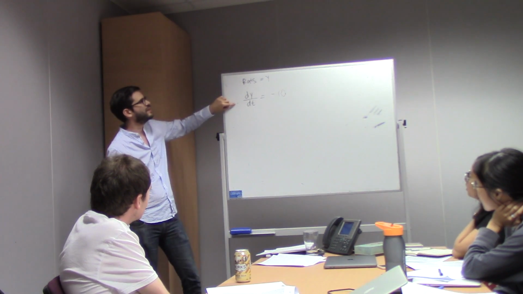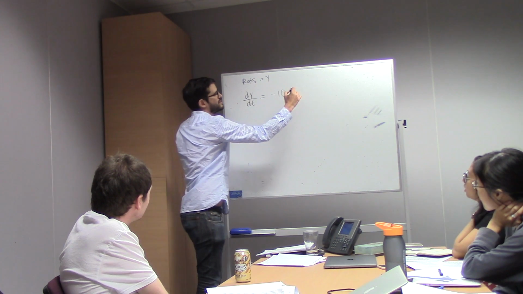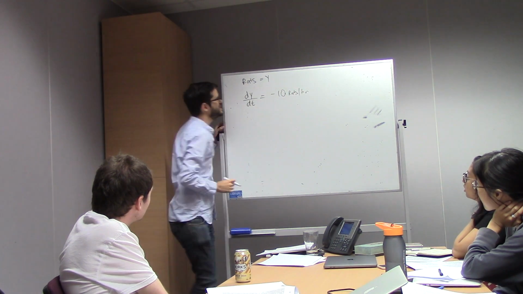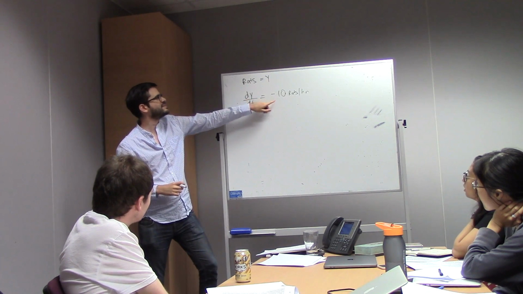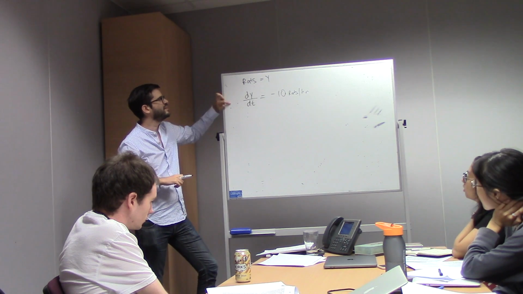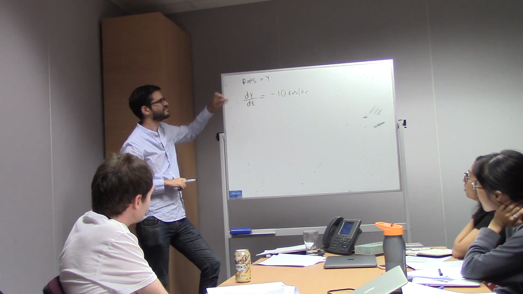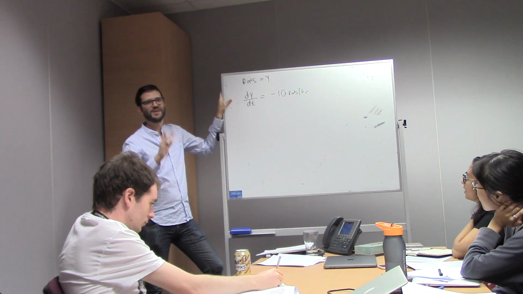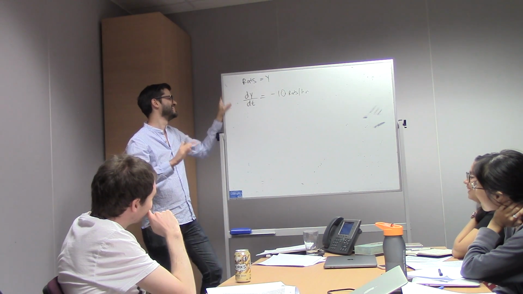So we'll take a unit of time, say rats per hour. So this says there are minus 10 less rats every hour. This is what we start off with. So this here is a differential equation, and we're going to solve it. All right? You ready? Okay.